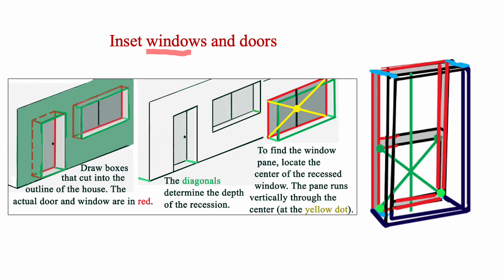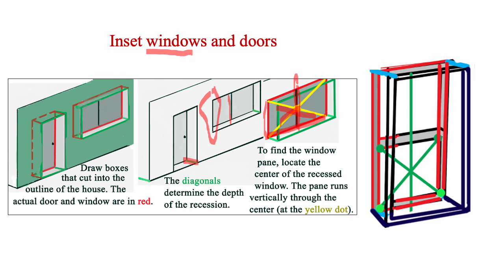Inset windows and doors are very common, so we need to know how to draw them. And you know that they're inset when you see these receding lines here and when the vertical window pane isn't in the middle. So we need to find the true window, which is this red part. And when you find its middle, you will see that this vertical pane is, in fact, in the middle of the window. It's just that this part we don't see of the window.